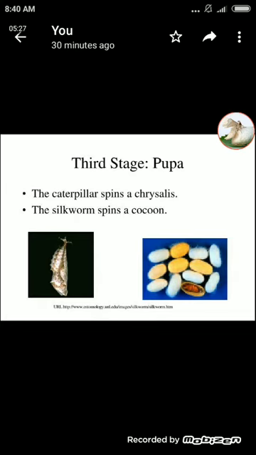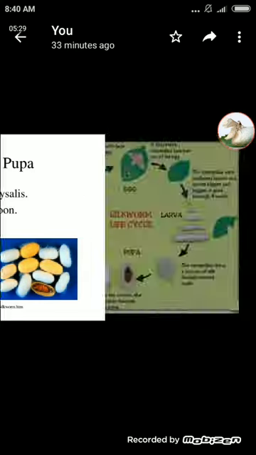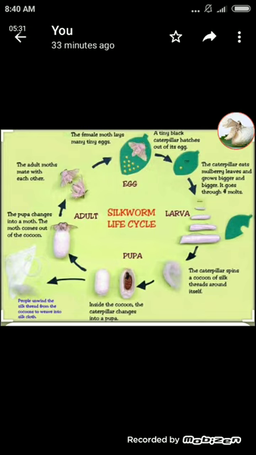Now you can see in this diagram the life cycle of the silkworm, how it takes place. There are four main stages. We start from the adult moths mating with each other. Then the female lays many tiny eggs. Then the tiny black caterpillar hatches out of its egg. What is hatching out of this egg?